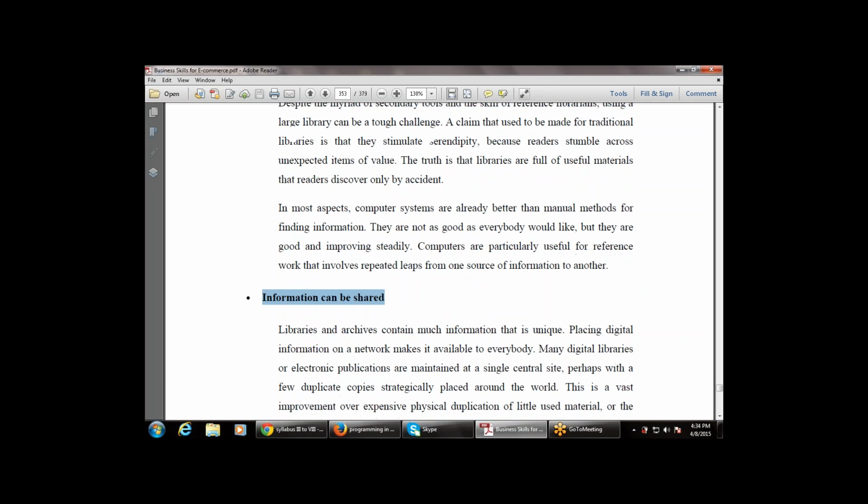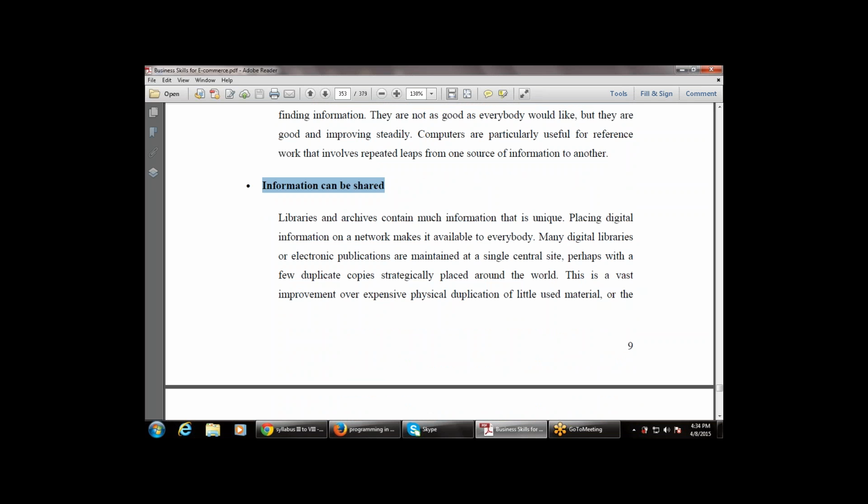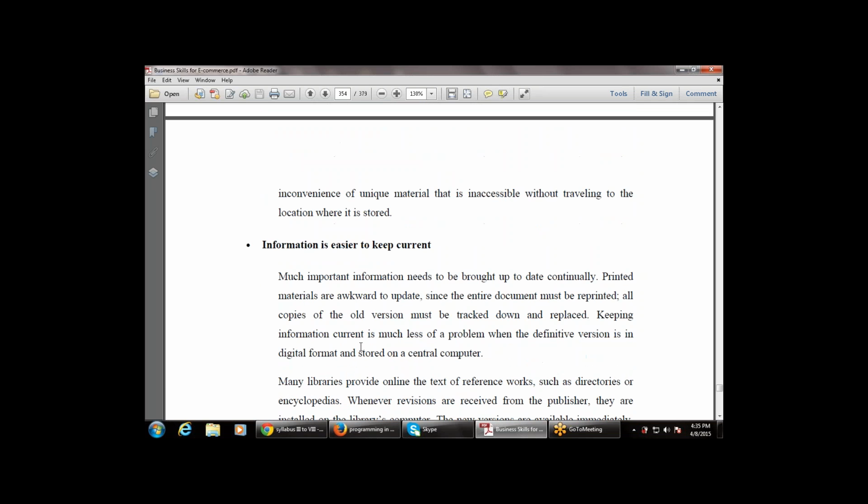Next, information can be shared. The same information can be shared with the use of a digital library. So the first advantage is that the library is available to the user at their doorstep. The second advantage is that information can be shared, that is, the same information can be shared with multiple receivers, multiple users. Then computer technology is used for searching and browsing the information.